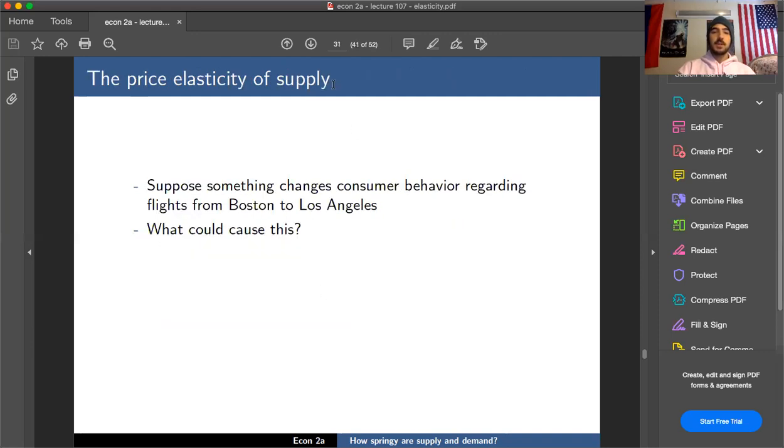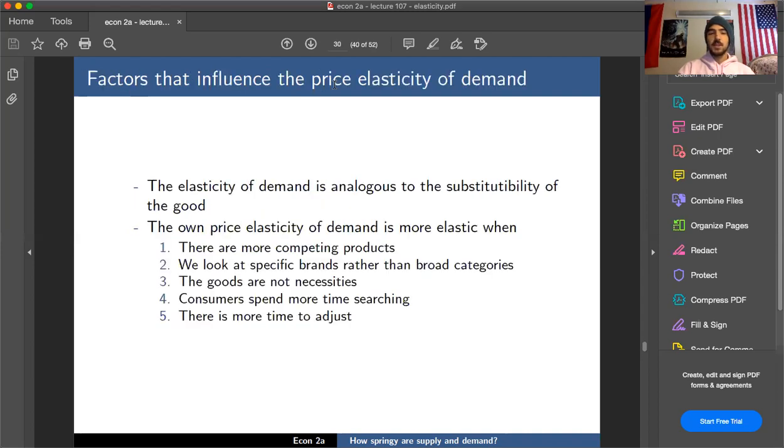But price elasticity of supply, I suppose that's it for the price elasticity of demand. I hope you guys find this helpful. Sorry if I stuttered a few times. I'll go over this slide one more time, just because I did trip over my words.